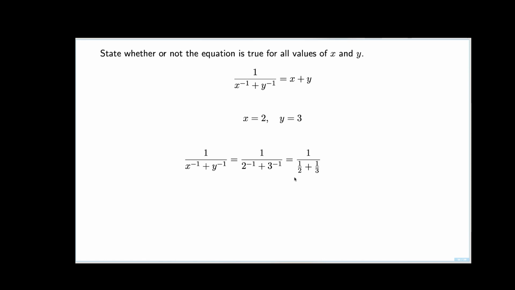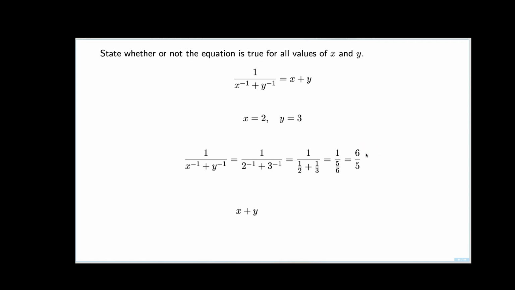And now how do we add these two fractions in our denominator? We'll get a common denominator. So 1 over 2 is the same thing as 3 over 6. 1 over 3 is the same thing as 2 over 6. So these add to give us 5 over 6. So we get 1 over 5 over 6, which simplifies to 6 over 5. So for the values x equals 2, y equals 3, the left-hand side is equal to 6 over 5.